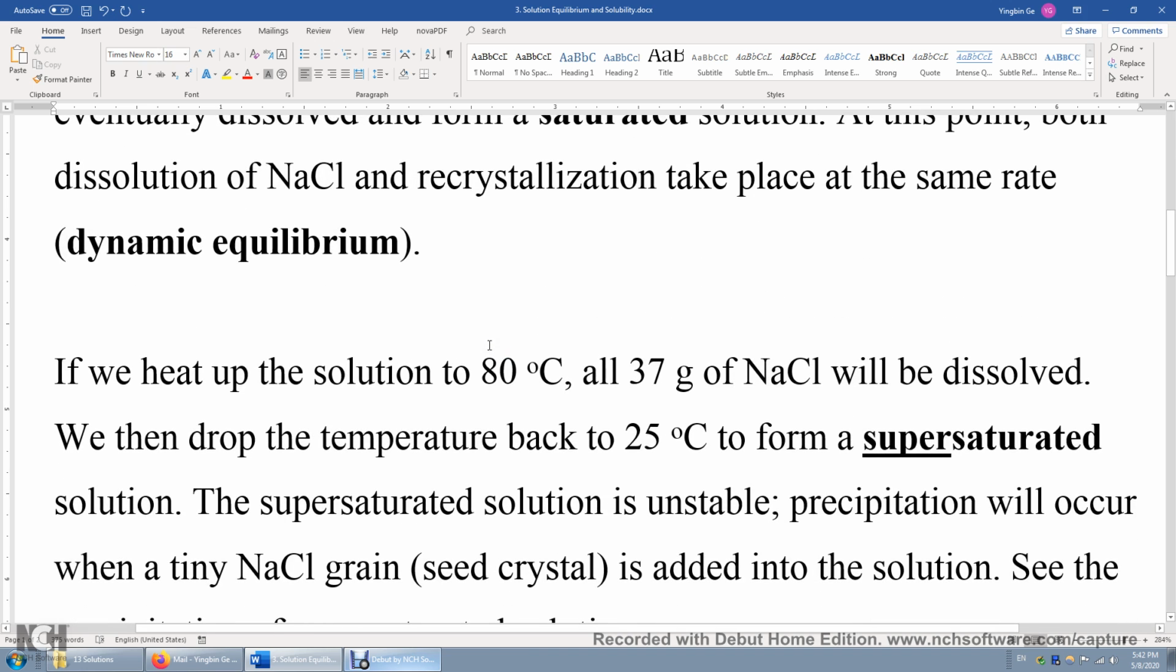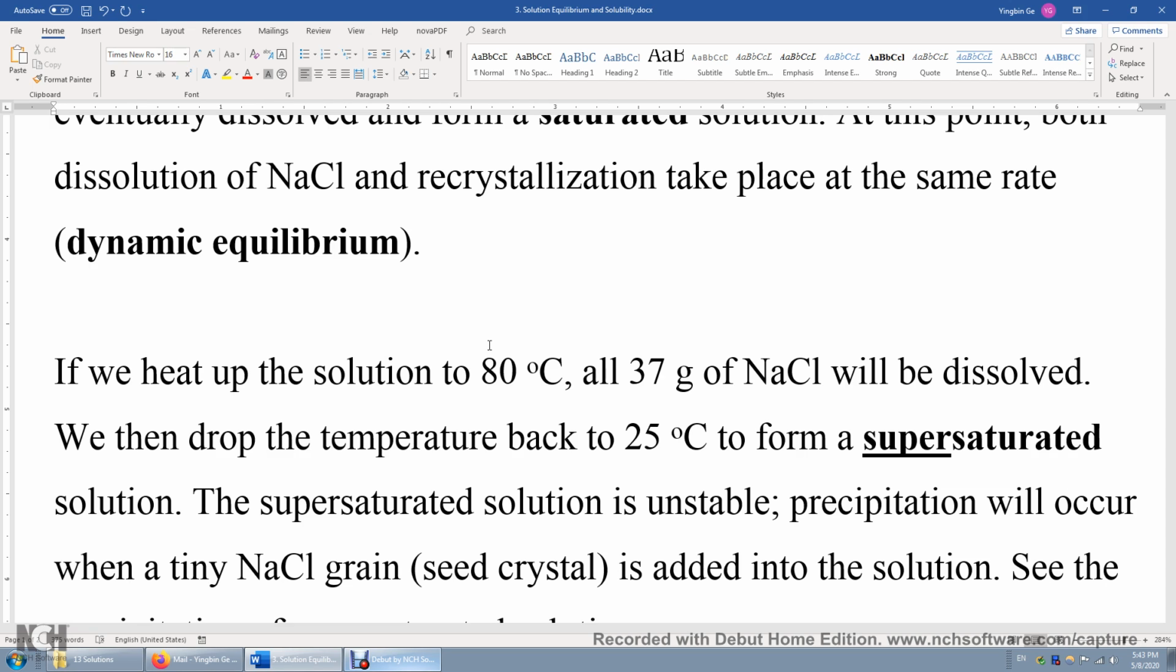Now let's make a supersaturated solution. So same 37 grams of sodium chloride and 100 grams of water. If we heat up the solution, the water can dissolve more sodium chloride, and usually the solubility increases with temperature, with exceptions. In this case, at 80 degrees Celsius, we can dissolve more than 37 grams of sodium chloride in 100 grams of water. So the solution becomes unsaturated at a higher temperature.